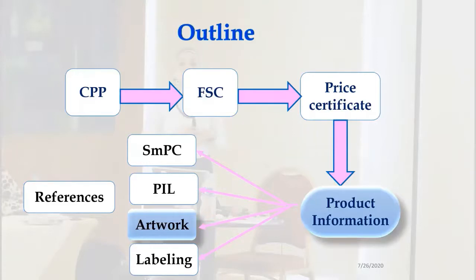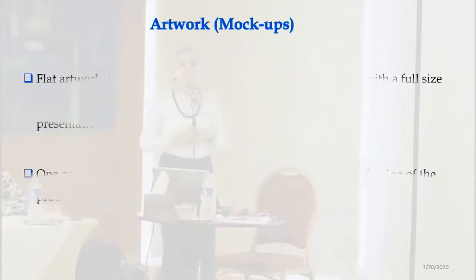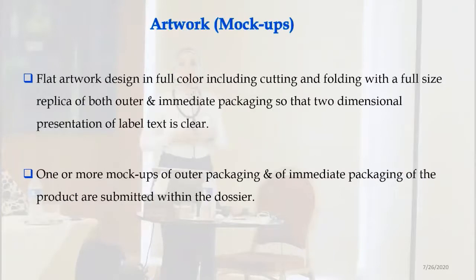The third point we will go through under product information is the artwork. The artwork is the mockups. It is a flat artwork design in full color, including cuttings and folding, with a full-size replica of both outer and immediate packaging, so that the two-dimensional presentation of label text is clear. So that means under the section artwork or mockups, we have to include the design of the outer carton boxes, the design of the label, the design of the blisters, aluminum blisters, and the design of the aluminum tube. So we have to include the design and the text which will be included in the design.